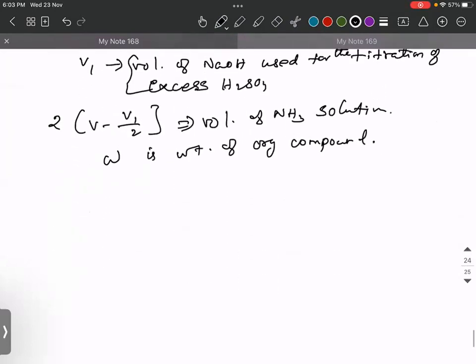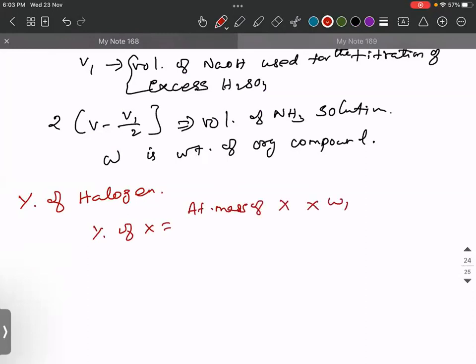Then the percentage of halogen. The general formula: percentage of X equals atomic mass of X into W1, where the X and this is a multiplication symbol, divided by molecular mass of AgX into W into 100.